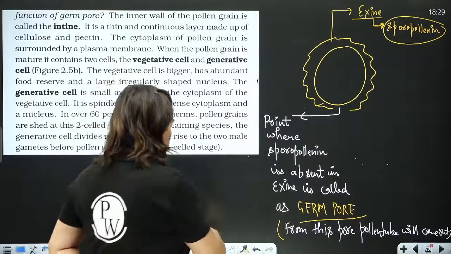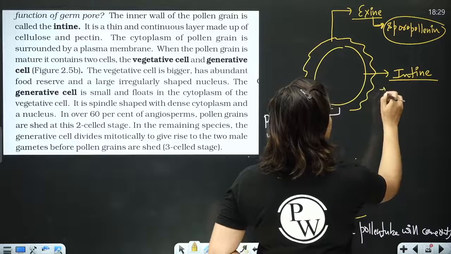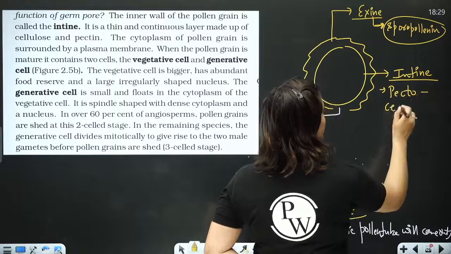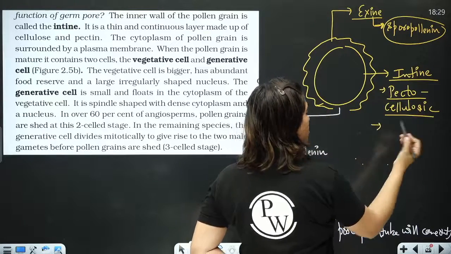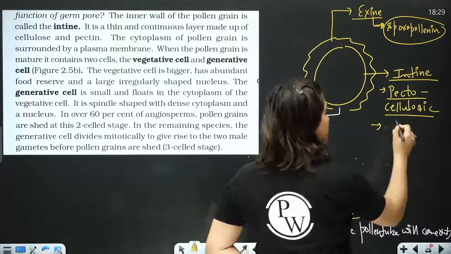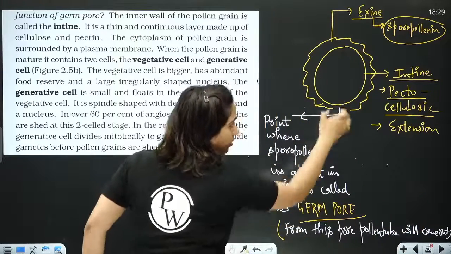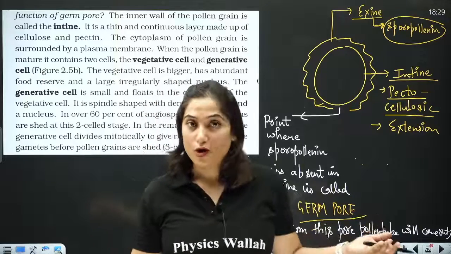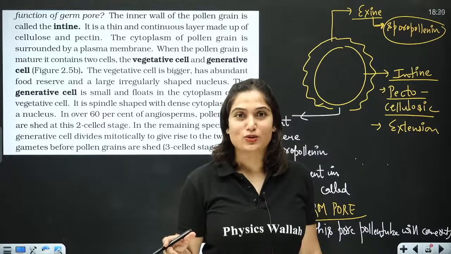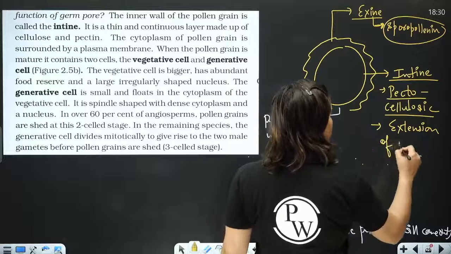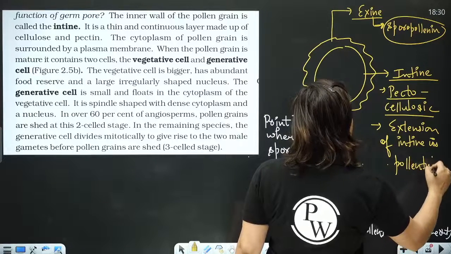Now, the inner layer is the intine. And this intine is pectocellulosic, because it is composed of pectin and cellulose. It gives rise to the pollen tube. Extension of intine is pollen tube. If you take this intine and stretch it, then the pollen tube will be formed. The pollen tube is nothing but an extension of intine. That is why the nature of the pollen tube is also pectocellulosic.